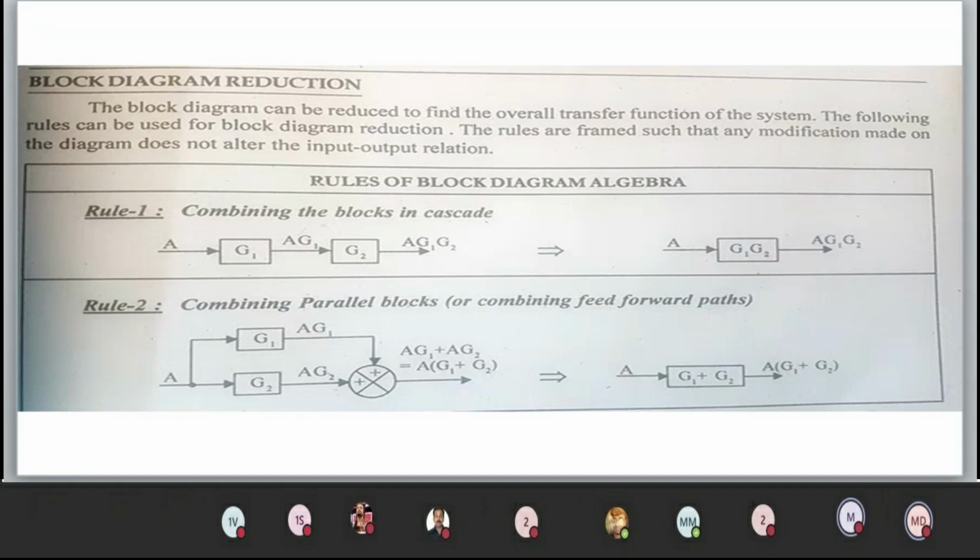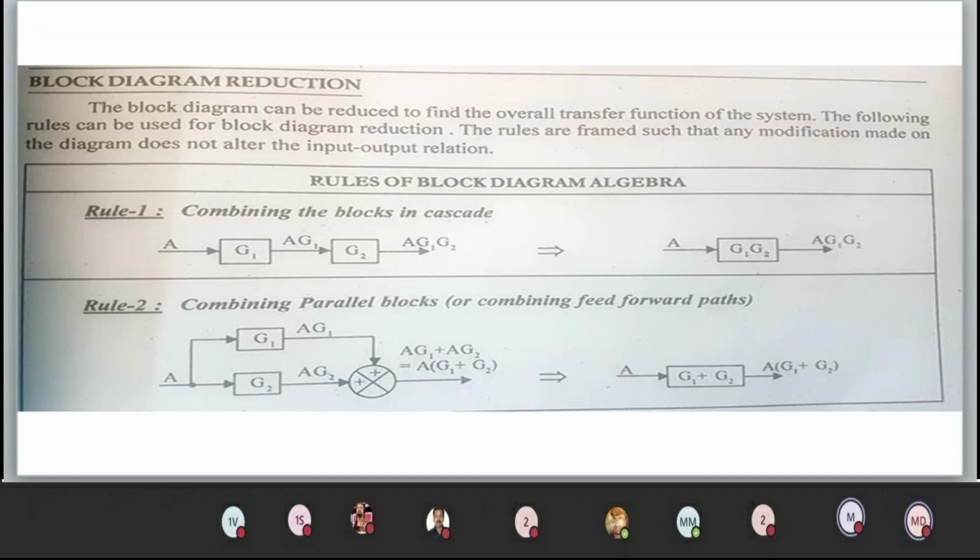Now let us fix our attention on block diagram reduction. What is the main goal or aim of block diagram reduction? The main goal is to determine the overall transfer function of a system. What do you mean by transfer function? That's very, very important. Transfer function is defined as the Laplace transform of the output variable to the Laplace transform of the input variable at zero initial condition.